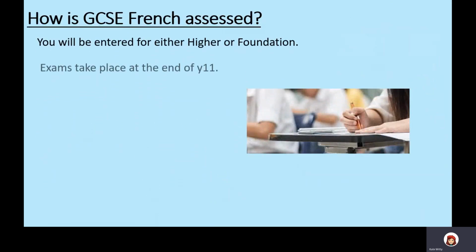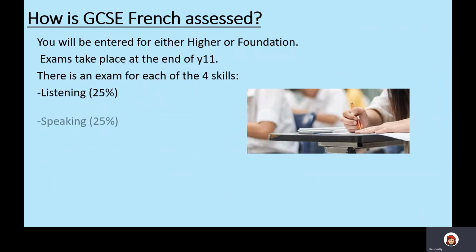So how is GCSE French assessed? You'll be entered either higher or foundation tier, and that will have to be the same across all 4 skills. So if you're entered for higher for listening, you'll be entered for higher for all of the 4 skills. Now, higher would be a top grade 5 or more likely a grade 6 up to a grade 9. And if you're entered for foundation, you'll be looking at a grade 3 to a grade 5. There is an exam for each of the 4 skills, so each of those is equally weighted, and each is worth 25% of your GCSE.